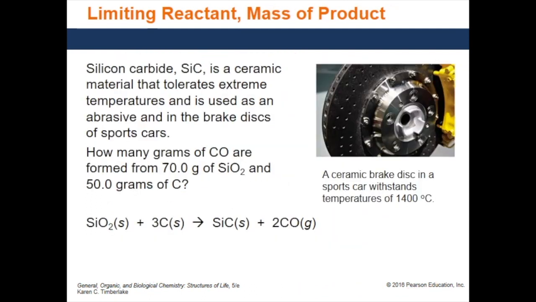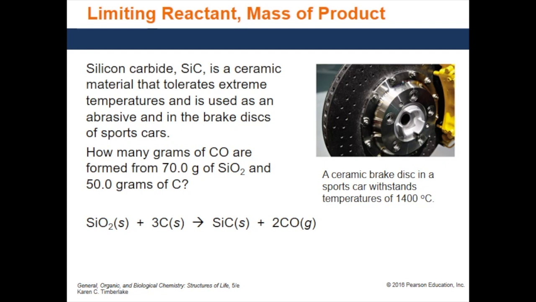Okay, here's another question. Silicon carbide, which is SiC, is a ceramic carbon material that tolerates extreme temperatures and is used as an abrasive and in brake discs of sports cars. How many grams of carbon monoxide are formed from 70.0 grams of silicon oxide and 50.0 grams of carbon?